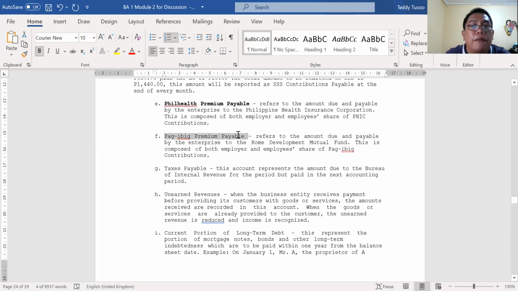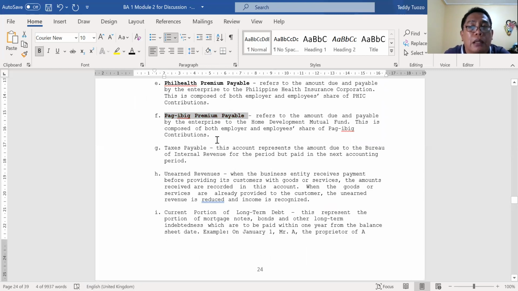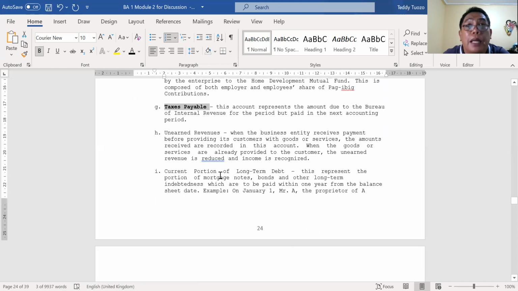Then we have unearned revenues. These are income or payments for services that are paid in advance. As I said, advance payments for services or for goods to be delivered in the future are not classified as revenue, but the appropriate account title for them would be unearned revenues.